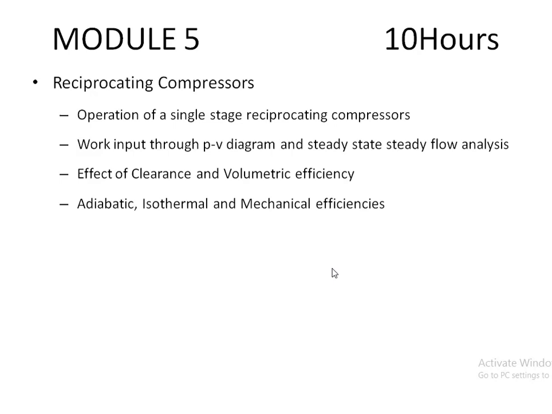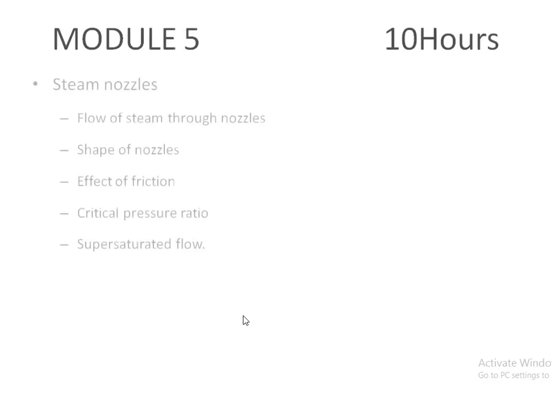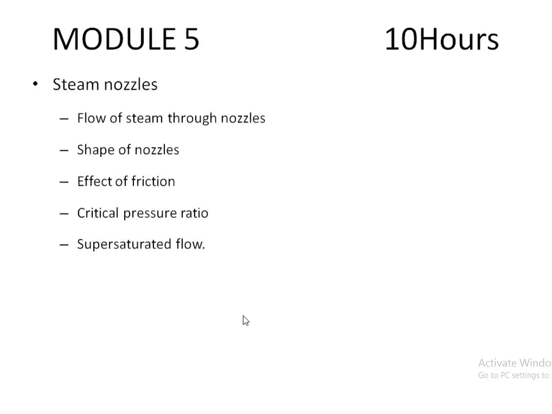The operation of single stage reciprocating compressor, work input through PV diagram, steady state flow analysis, effect of clearance, volumetric efficiency, adiabatic, isothermal, mechanical efficiencies. Then multi-stage compressors, what is saving in work by using multi-stage compressor, optimum intermediate pressure, intercooling, minimum work for compression. Then under the chapter steam nozzles, the following topics will be dealt: flow of steam through nozzles, shape of nozzles, effect of friction, critical pressure ratio, supersaturated flow.